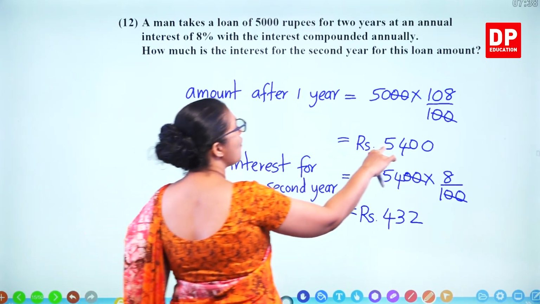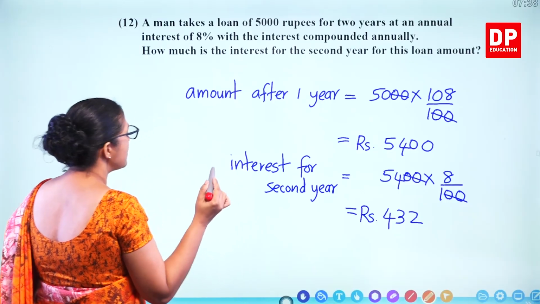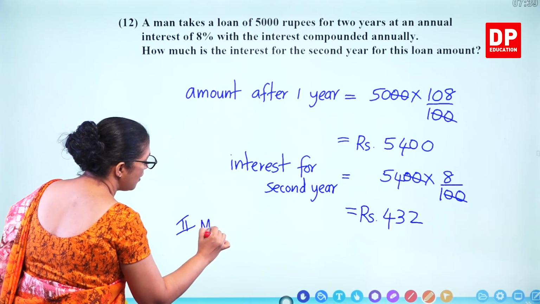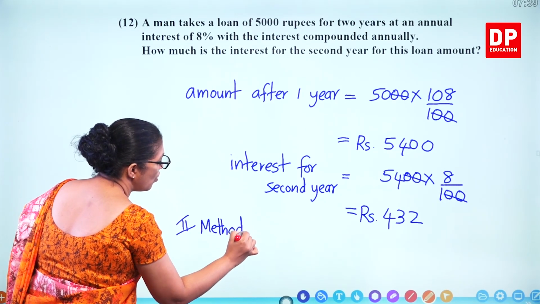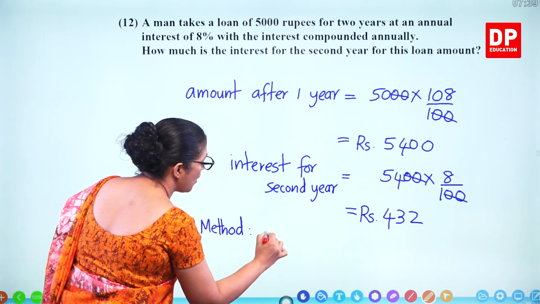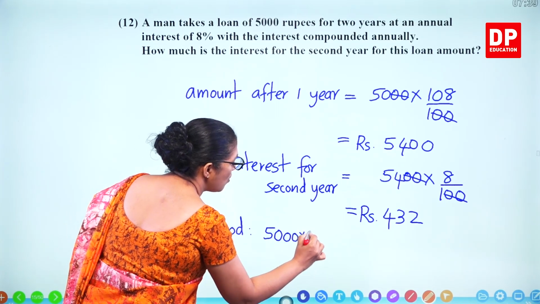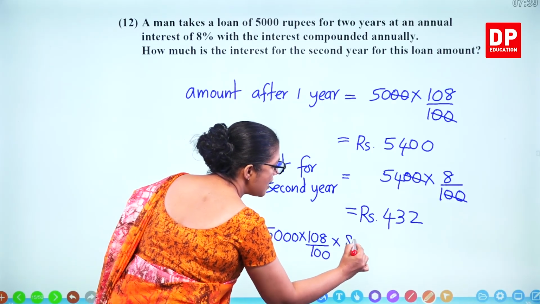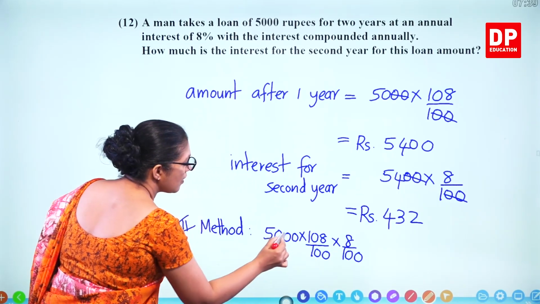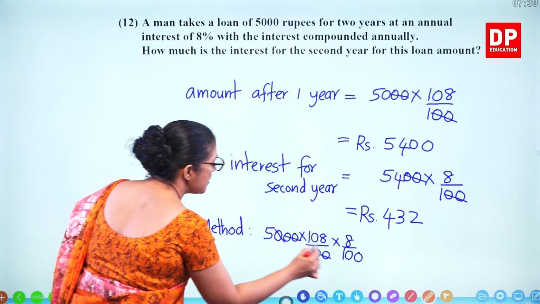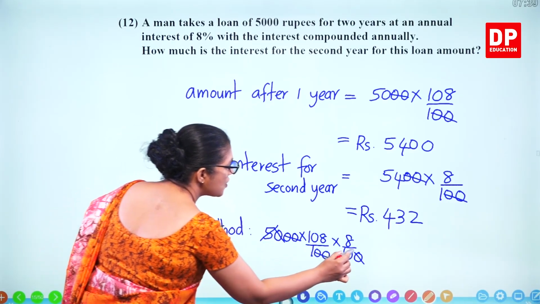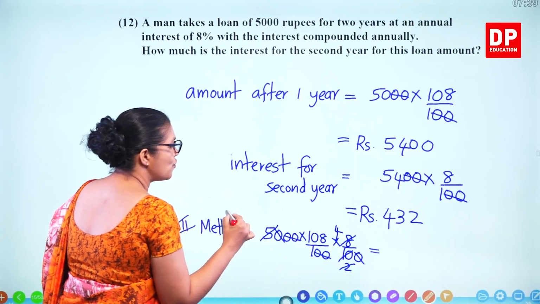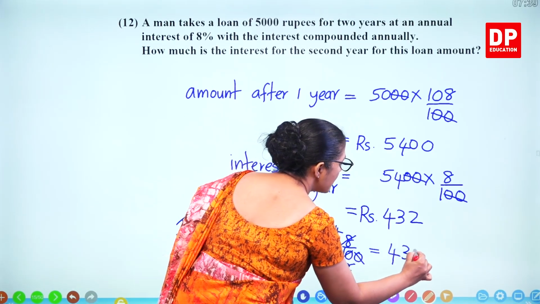So without simplifying this, one can do straight away interest. So I'm doing the second method. If you don't like to simplify, you can straight away do 5,000 into 108 over 100 is the amount after first year. And from that 8%. 2 zeros get cancelled out. 1 zero here. 5 times 2, 2 times 4. So 108 into 4, 432.